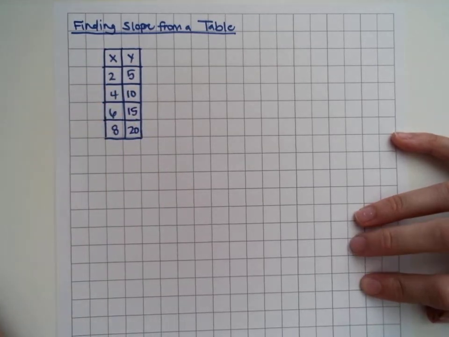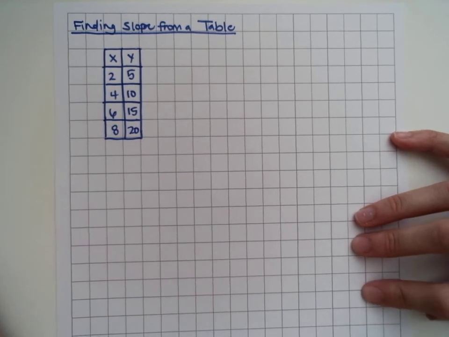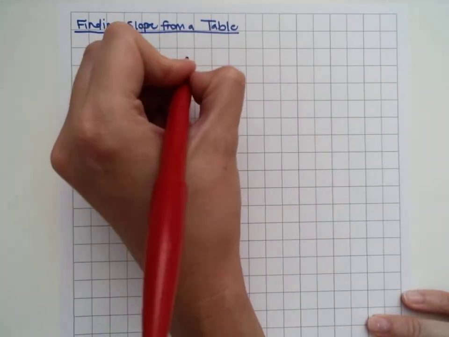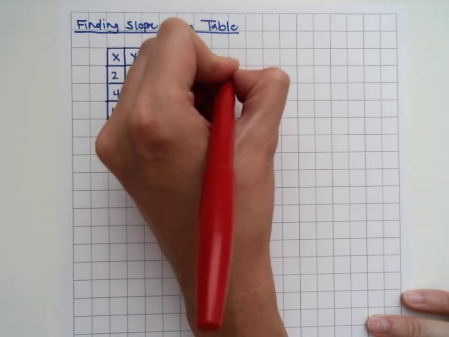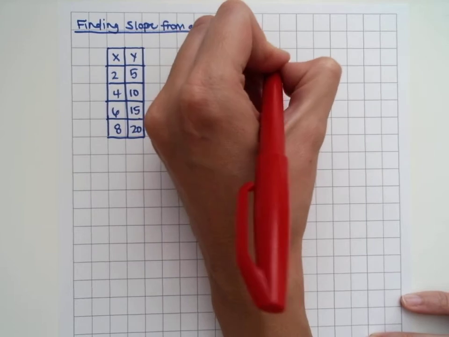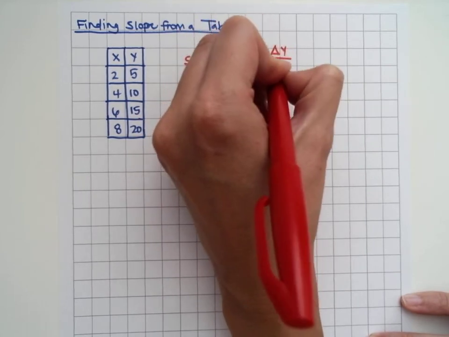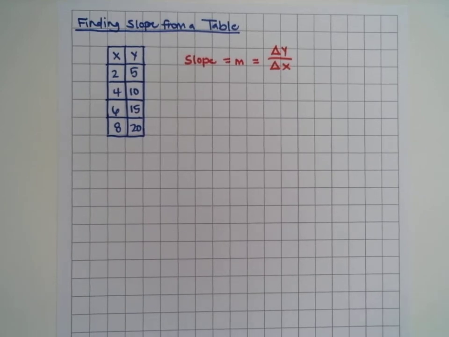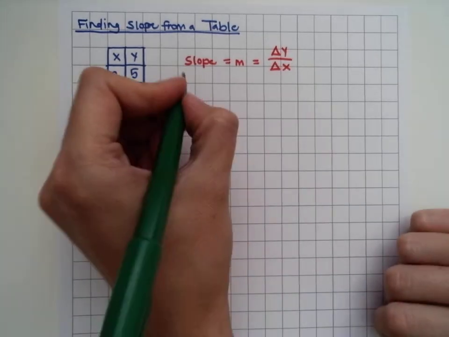So on your assignments, you'll be given your table. We just have to draw it for our notes. So remember that slope equals m, which equals the change in y over the change in x. And so the first thing we need to do is calculate the change in y.